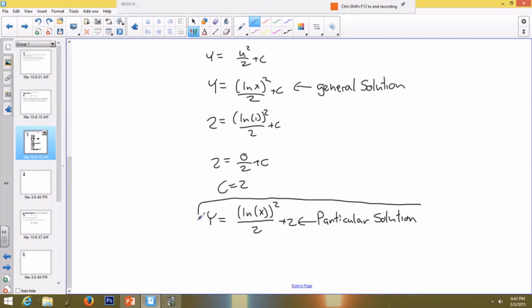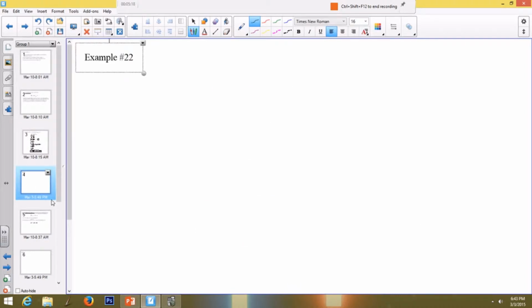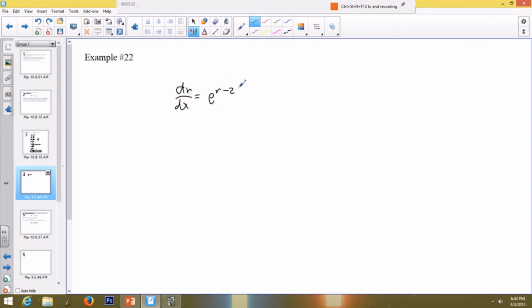Okay, there's my first one right there. Let's look at one that's a skosh more complex, and I'm looking at number 22 there. I don't have it written down, but it gives us dr over ds is equal to e to the r minus 2s. I don't like using s, so let's leave that x in there and make it minus 2x.